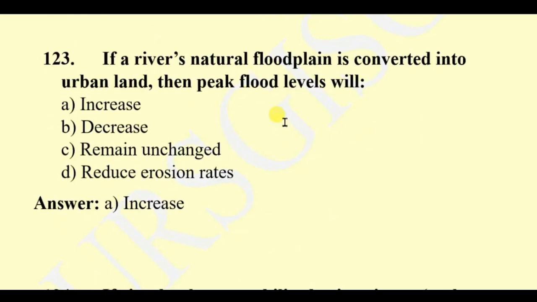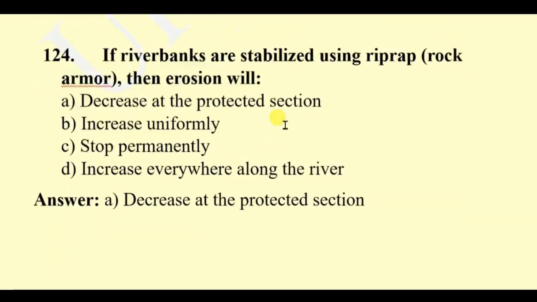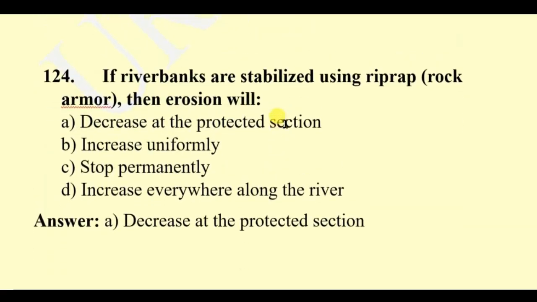Question 123. If a river's natural floodplain is converted into urban land, then peak flood levels will increase due to more runoff and less infiltration of the urban cemented surface. Question 124. If riverbanks are stabilized using riprap, rock armor, then erosion will of course decrease at the protected section where the riprap is installed.